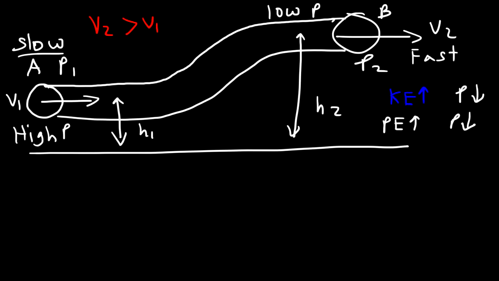So anytime you need to increase the speed, if you're going from a low speed to a high speed, the pressure has to decrease. And to increase the elevation, the pressure of the water has to decrease as well. So make sure you understand that concept. Anytime you increase the elevation, the pressure goes down. And if you increase the speed, the pressure has to go down as well.